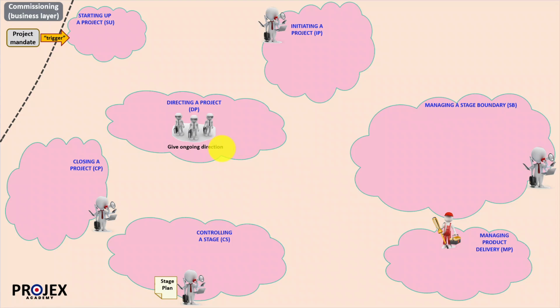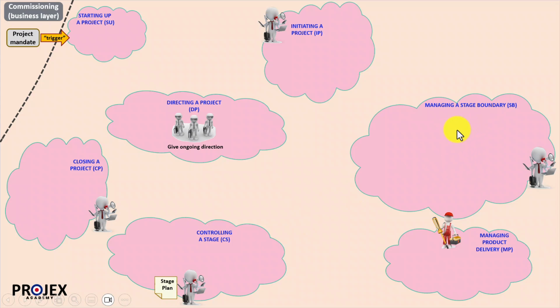It's called Give Ongoing Direction. And as you might gather from that, it's a communication conduit. It's where the project board can communicate with the commissioning layer or to the project manager down in controlling a stage, or indeed any other key stakeholders. And it's also where the commissioning layer or the project manager can ask questions of the project board. So there are 3 roles in the project board: the executive, the senior user, and the senior supplier roles. These are roles, not people, although the executive, much like the project manager, is only ever filled by one person.